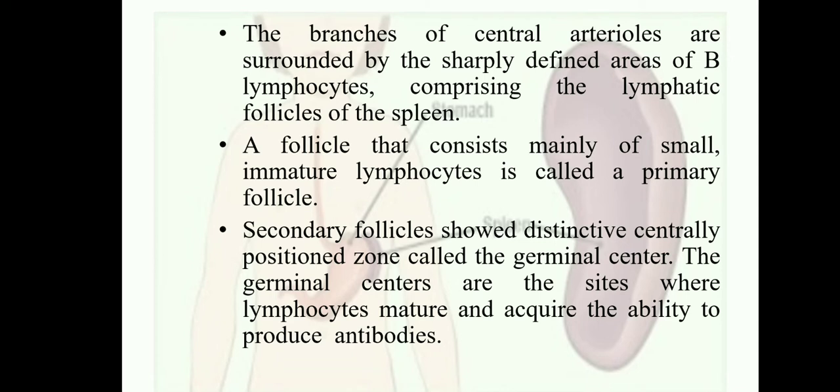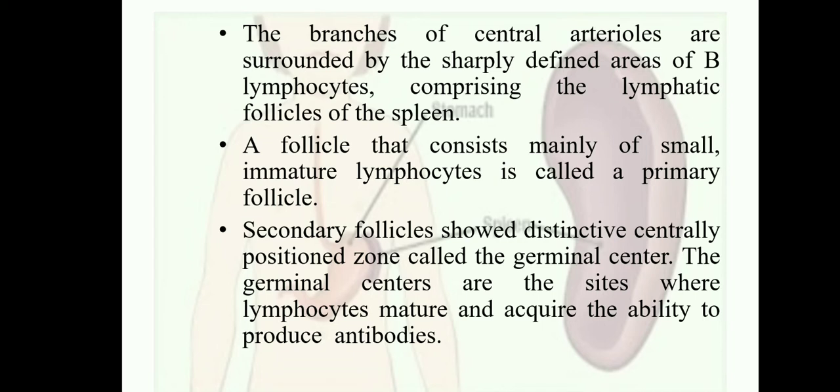The branches of the central arteries are surrounded by sharply defined areas of B lymphocytes, comprising the lymphatic follicles of the spleen. Majorly there are two different types of follicles present within this area, that is the primary follicles and the secondary follicles. Those containing the immature or naive cells which are not exposed to any type of antigens, these inactive cells, are called primary follicles.